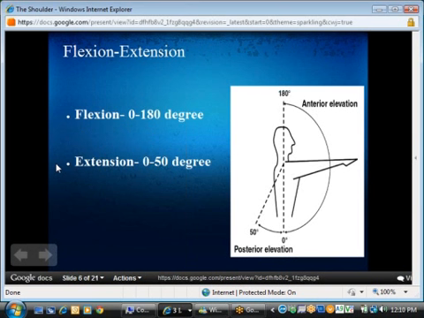Movement occurs in this plane, which we call the sagittal plane. We call this movement flexion, 0 to 180 degrees normal range of motion. Bring your arm back this way, that's extension on the sagittal plane, about 0 to 50 degrees is the normal range of motion.